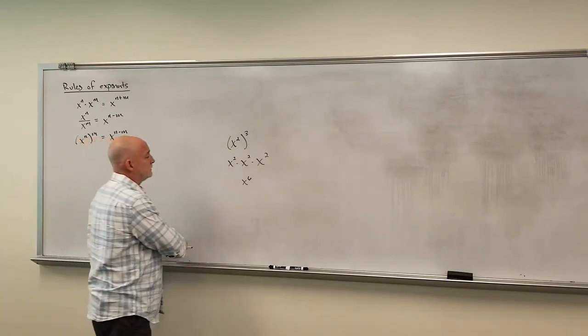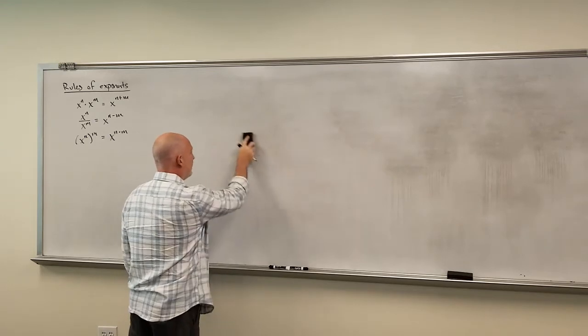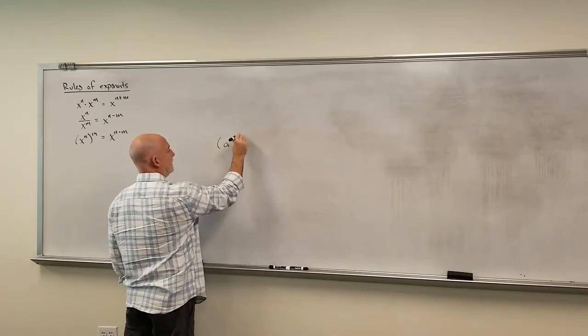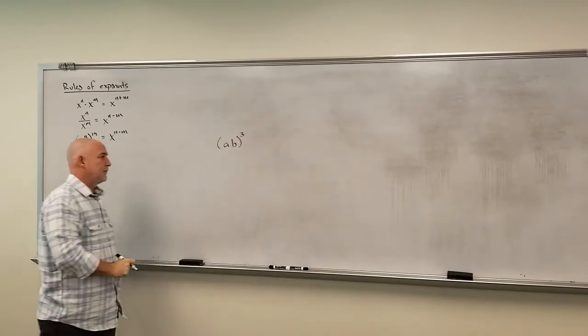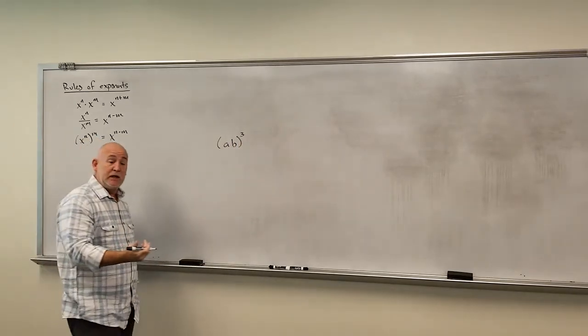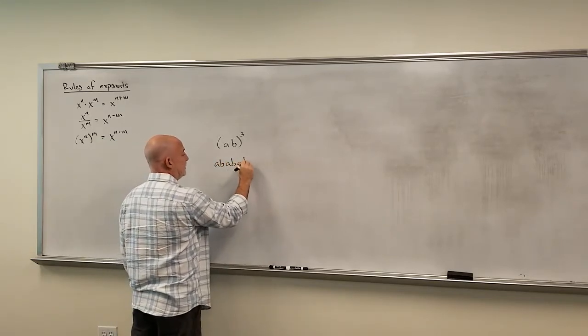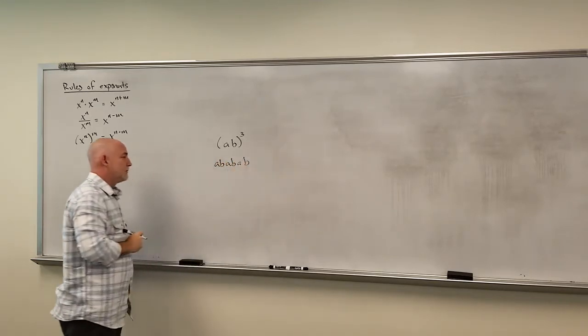All right, let's take a look at a couple more. What if we have more than one thing inside the parentheses raised to a power? Something like, well, what if we have a times b to the third? Well, again, expanding this out, let's see what we got. That'd be a times b, a times b, a times b.